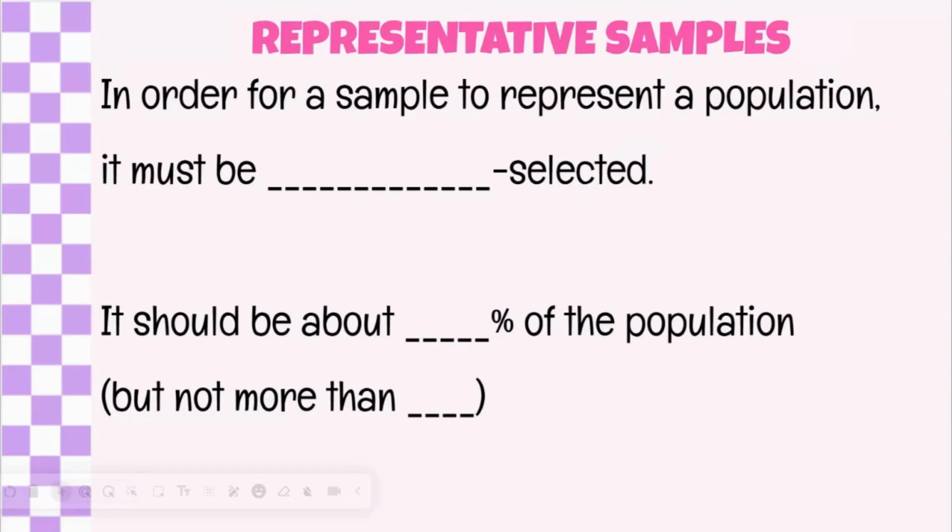Now, there's a few ways to make sure that your samples are actually going to be representative of the entire population. The first thing is that it has to be randomly selected, so you should not be using a voluntary or a convenience sampling method, and it should be about 10% of the population, but it does not need to be more than 1,000 people.